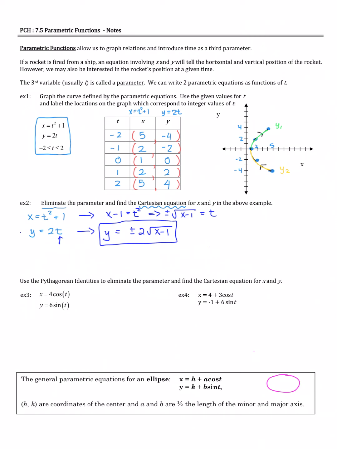Now, how do we eliminate the parameter in here? Well, this is one reason why it's attached to this chapter. So I'm going to write down the steps you would go through here. First thing is I would isolate my trig. So right here, I'm going to get x divided by 4 equals cosine t. Here, I'm going to get y divided by 6 equals sine t. So that would be your first step. Second step would be to square everything.